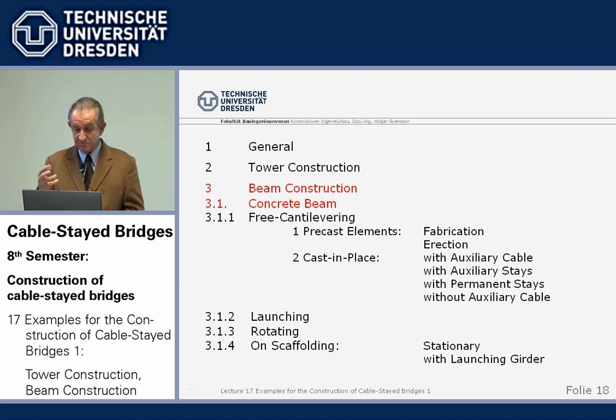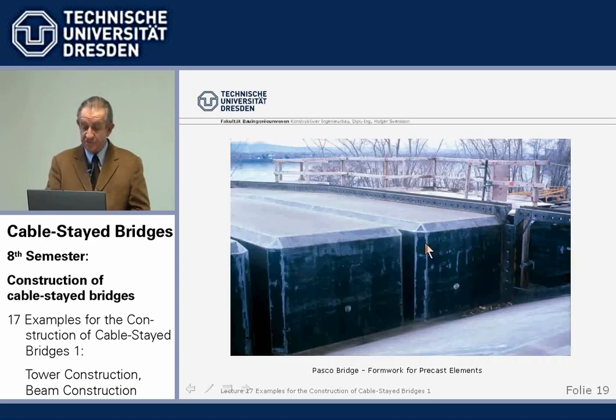The overriding construction method for cable-stayed bridges is free cantilevering. Sometimes for the approach bridges we have some others which we will show. So we start with free cantilevering, and then we always have in concrete the two possibilities: do it with precast elements or do it cast in place. So we start with free cantilevering by precast elements and show a few examples.